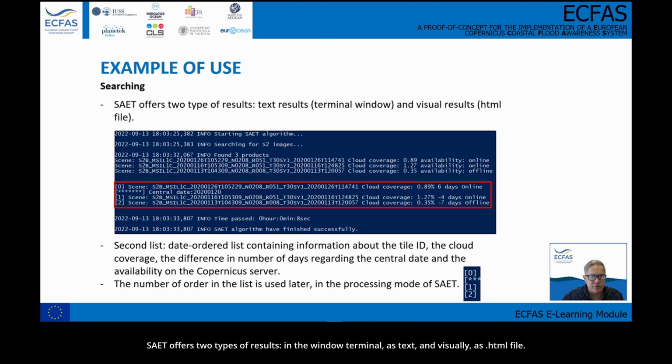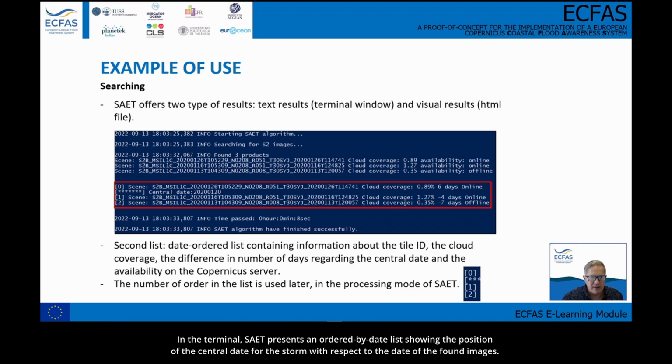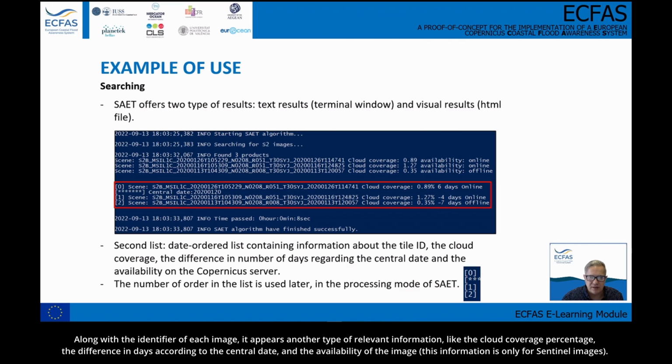SAET offers two types of results: in the terminal window as text and visually as an HTML file. In the terminal, SAET presents an ordered by date list showing the position of the central date for the storm with respect to the date of the found images. Along with the identifier of each image, it appears other relevant information, like the cloud coverage percentage, the difference in days according to the central date, and the availability of the image. This information is only for Sentinel images.